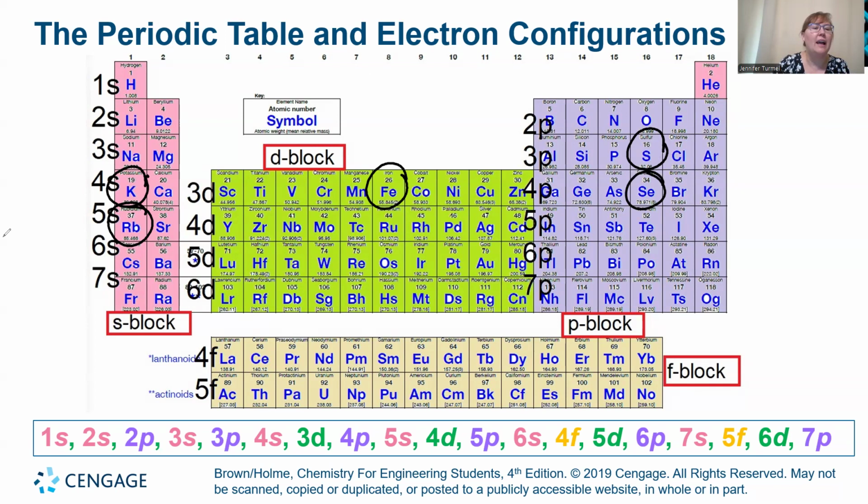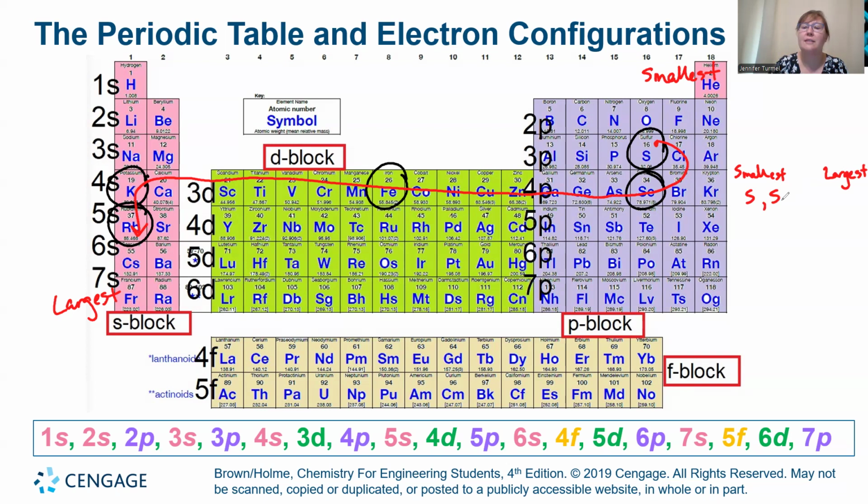Okay, so based on the idea that our smallest is up here and our largest ones are down here, then we can sort of do this connect the dots where we start with sulfur and then we move to selenium and then iron and potassium and rubidium. It's like a dot to dot. So we would say that from the smallest to the largest, we have sulfur, selenium, iron, potassium, and rubidium.